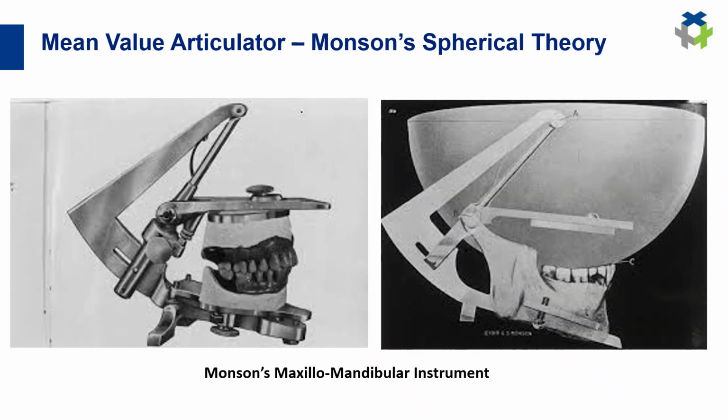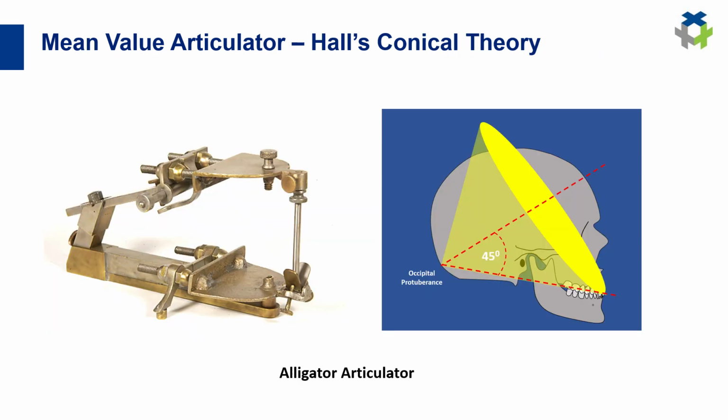Another type of mean value articulator is the articulator which is based on Monson's spherical theory. So we all know the spherical theory of occlusion. We have read it in our theories of occlusion chapter. This theory says that the mandibular teeth are arranged along a sphere with an 8 inch diameter, which has a center around the glabella. So Dr. Monson fabricated this articulator called the maxillomandibular instrument, which follows this theory of occlusion.